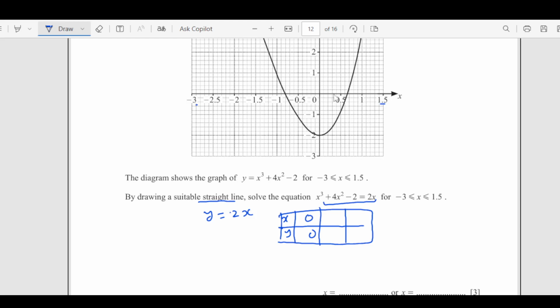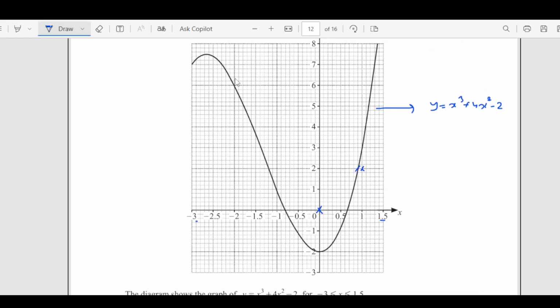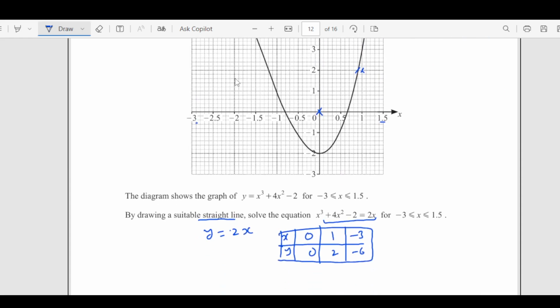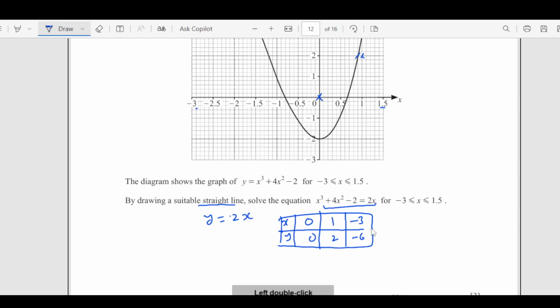x 0, y 0 is here, right? Then let's say our x is 1, then when x is 1, y is 2. So this is the point here, x 1 is here, y is 2, this point. And then let's say I'm taking x as -3, when x is -3, y is going to be -6. x -3 is here and y -6 is going down, so that is not in the range. We don't have that here. So let me take x as -1. When x is -1, y is -2.